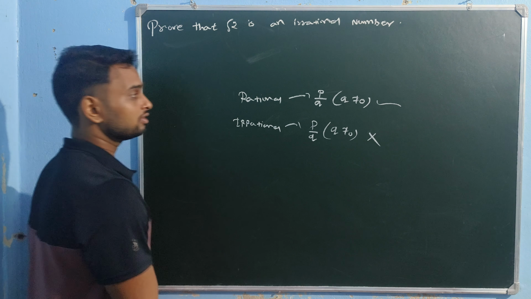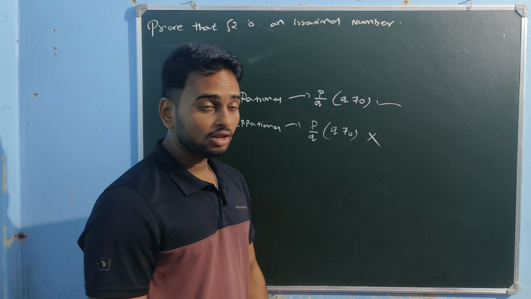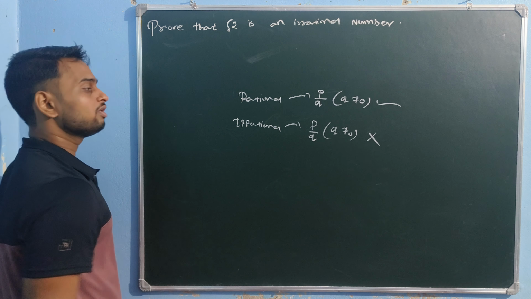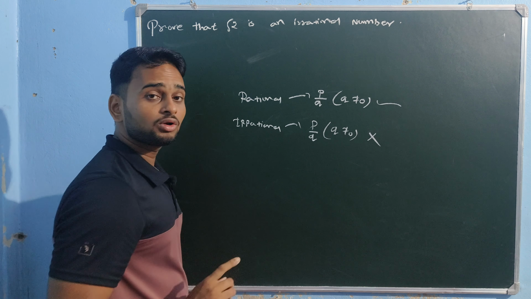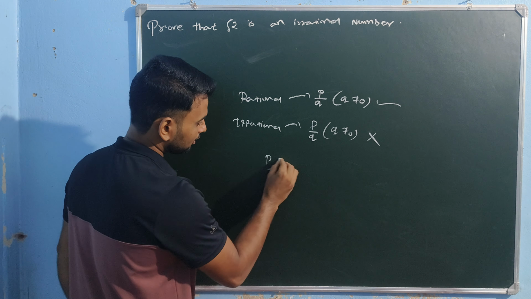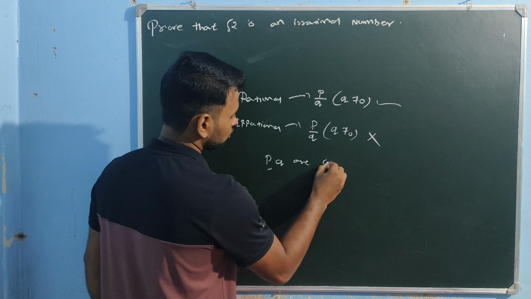The number which is expressed in the form of p by q is known as a rational number, and the number which cannot be expressed in the form of p by q is known as an irrational number, where p and q are co-prime.